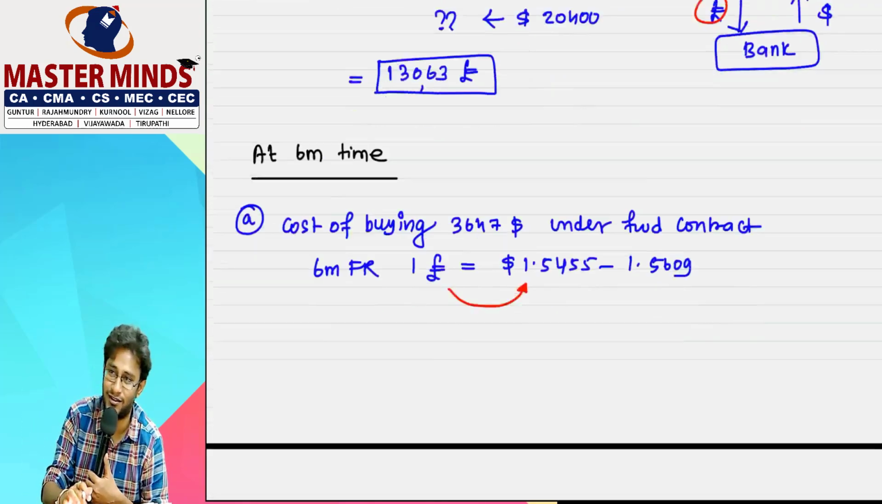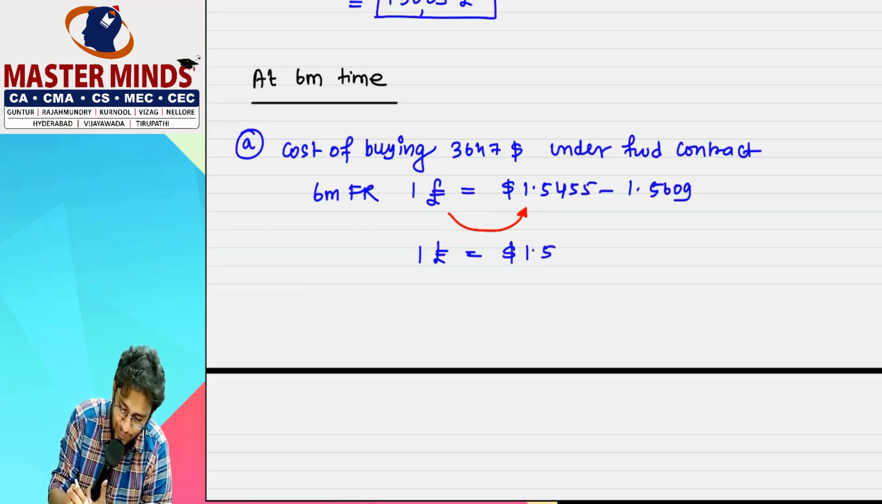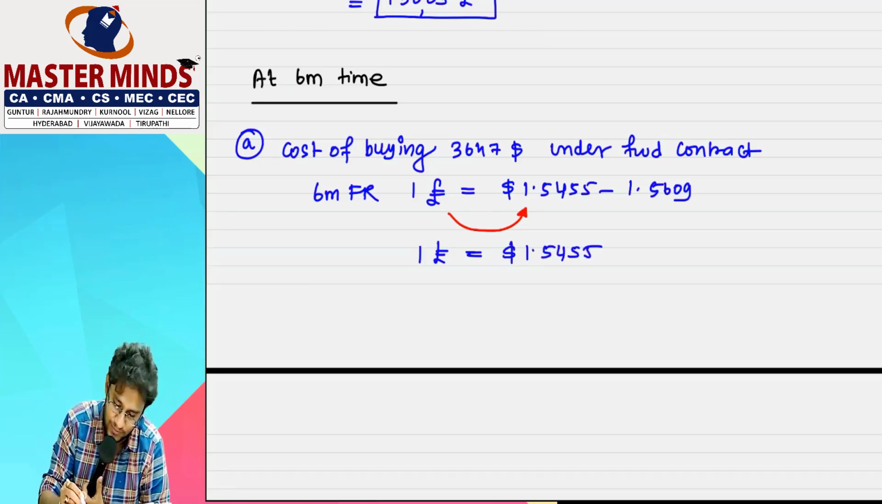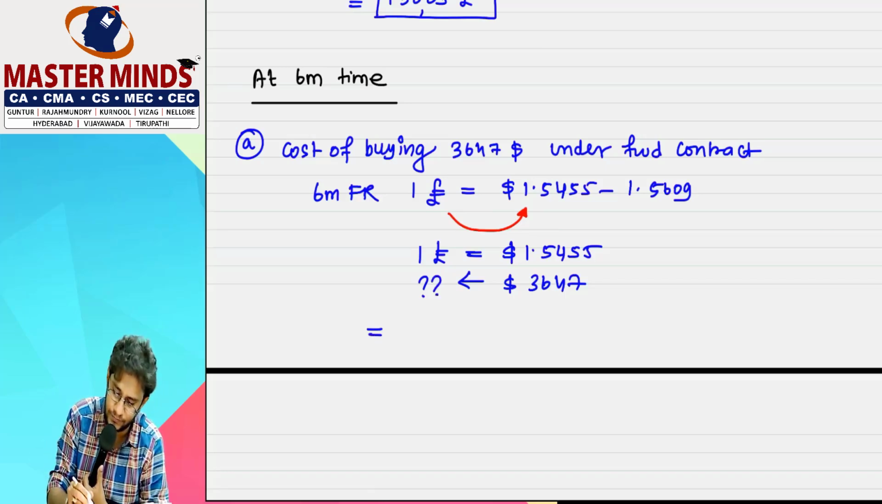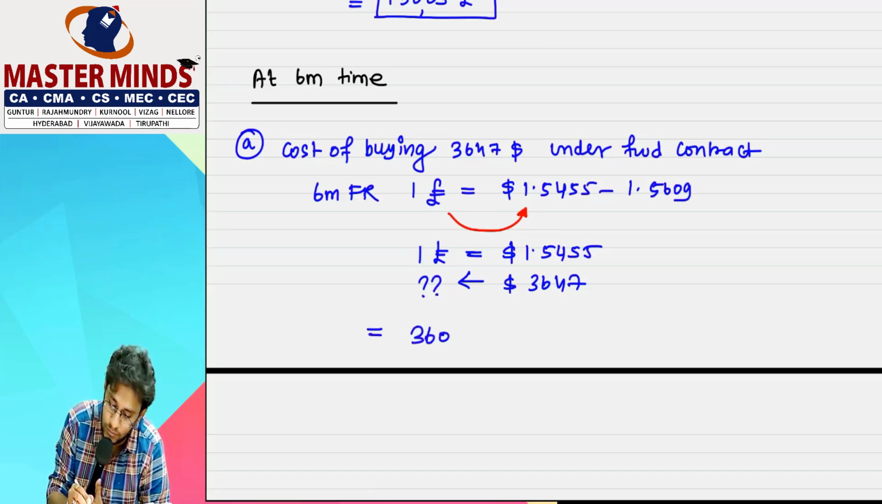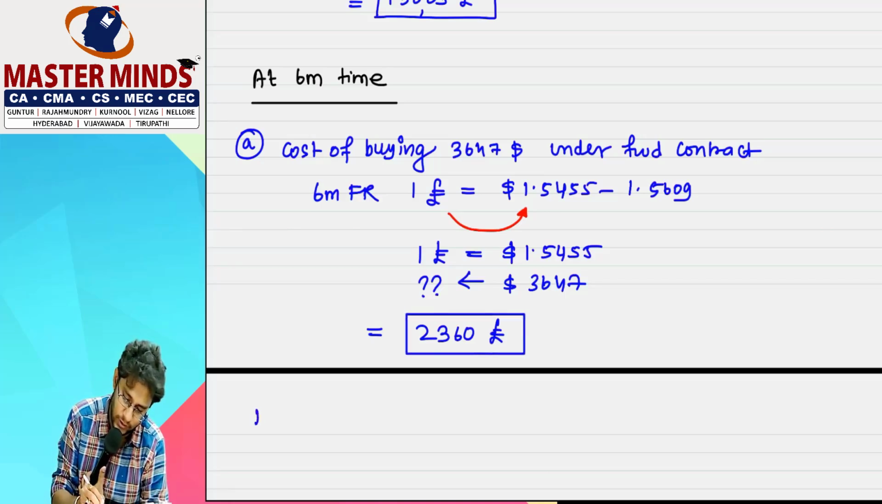Just now you selected, no sir. Again you will make the diagram, I know. 1 pound is equal to dollar 1.5455. How many dollars? 3647. That gives 2360 pounds, 236 exactly. Okay, pound only. This is outflow.